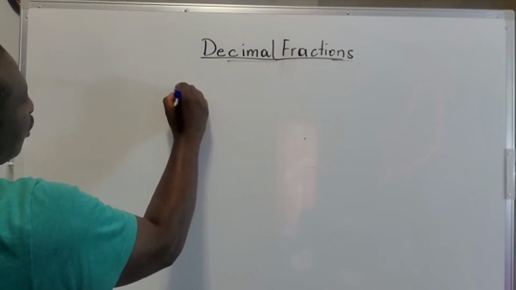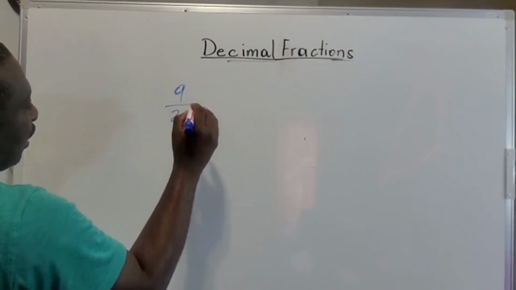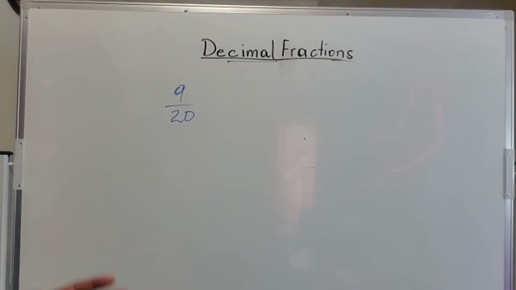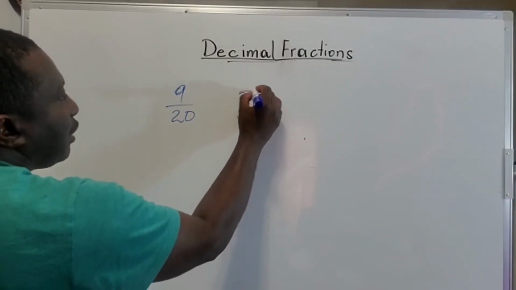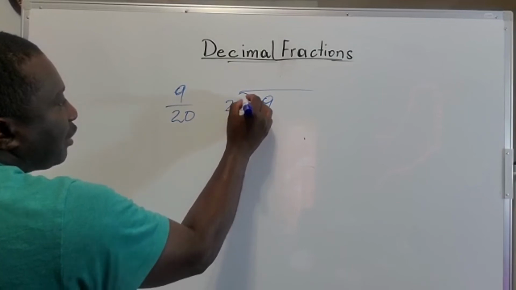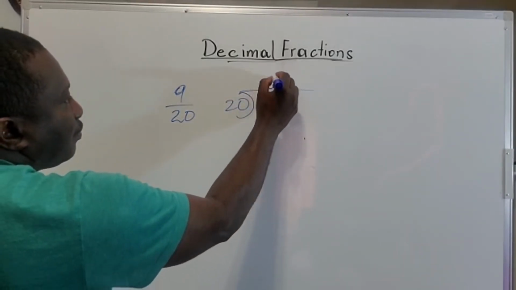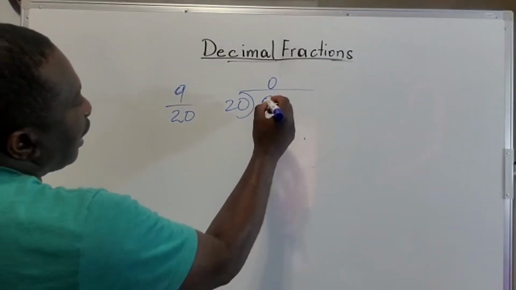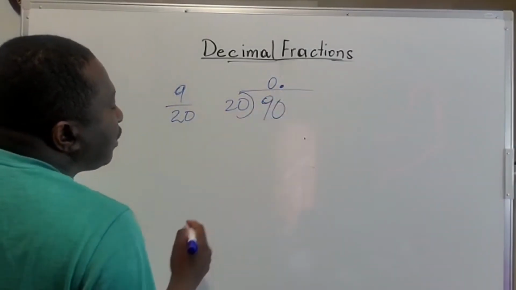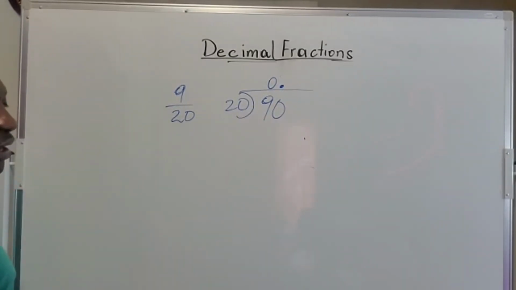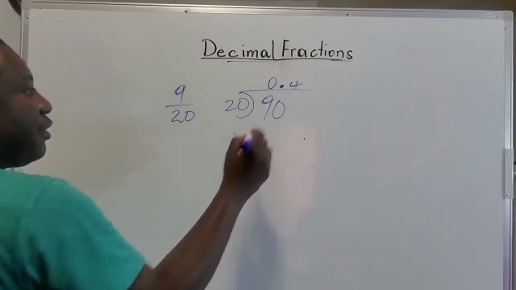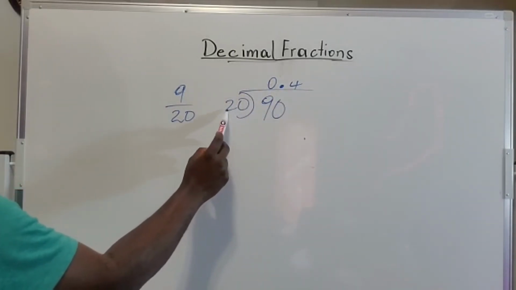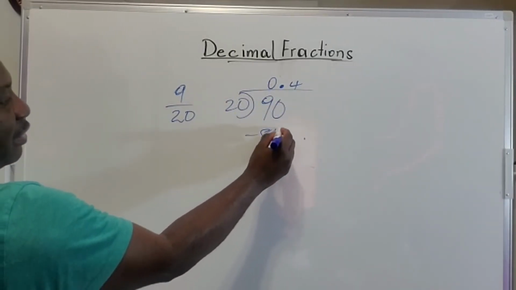I'll take 9/20 as a fraction to be converted to a decimal. Guys, we are dividing our numerator by the denominator. Hence, 9 being divided by 20. Can I get any group of 20 out of 9? No. So I'll add a 0 and place my decimal point. How many times can I get 20 out of 90? It will be 4. So 4 times 20 will give us 80.